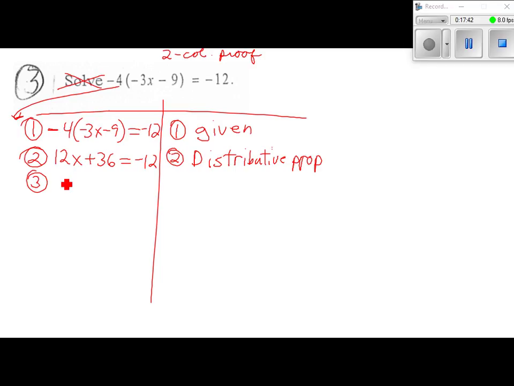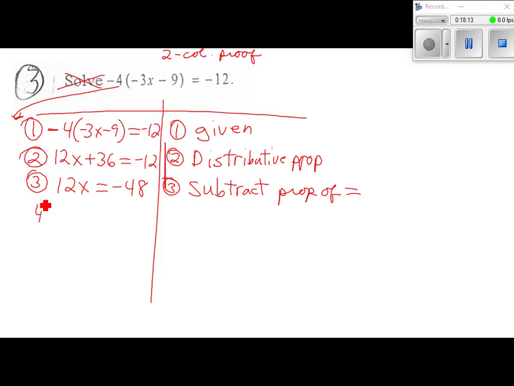Subtract 36 on both sides. What's that leave me with on the left? 12x equals negative 48. What did I use there? Property. Had a couple people wrote that down. What's wrong with that? I don't know if it's substitution or subtraction. Subtraction property. Again, if it's just that, I'm going to mark it wrong from here on out. Might have got lucky this time. I might have wrote the "of equality" on the end for you and gave you the point.